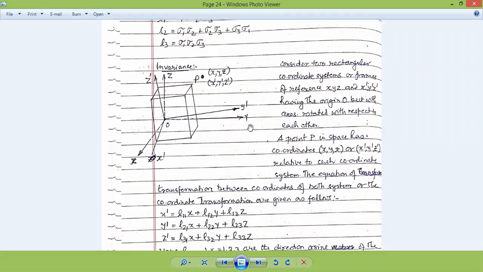Now a point P somewhere in space has coordinates x, y, z in one system, and x dash, y dash, z dash in the other axes. So relative to each coordinate system, the coordinates of P will change accordingly. The equation for transformation between the coordinates of both systems will be like this: x dash equals L11 x plus L12 y plus L13 z itself.